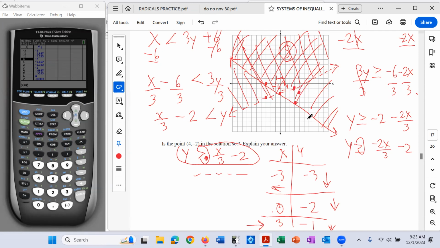Is this point right here a solution? Yes or no? Cassandra, you say no, why? That's it. Literally just write that. It's not a solution because it's not in the double shaded area. And that's it.